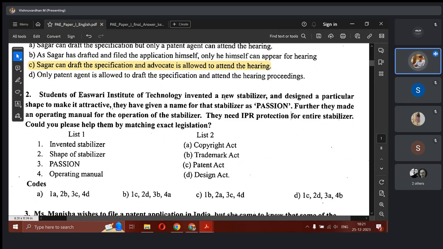Okay. So firstly, they invented a new stabilizer, right? Whenever you say invention, it's the Patents Act. Then designed a particular shape to make it attractive. So whenever you're talking about the aesthetic features and the word design comes, it's the Designs Act of 2000, right?